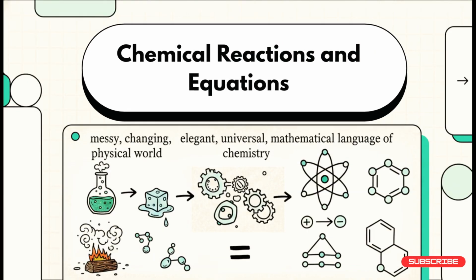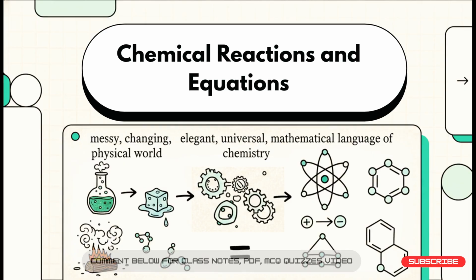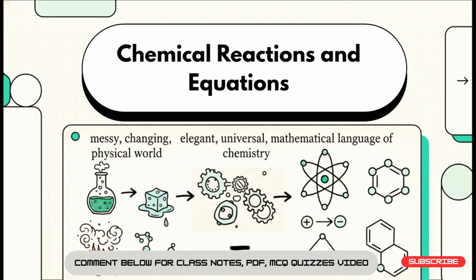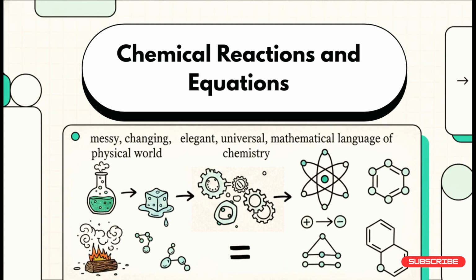Welcome to today's explainer. We're going to embark on a pretty incredible journey today. We're looking at the messy, dynamic, constantly changing physical world around us. And we're going to learn how to translate those physical changes into the elegant, universal, mathematical language of chemistry. If you've ever found yourself wondering what's actually happening at that invisible atomic level when things transform right in front of your eyes, well, you are in the exact right place.